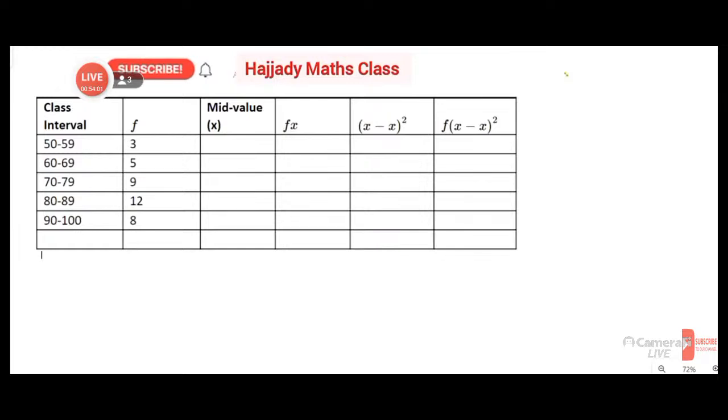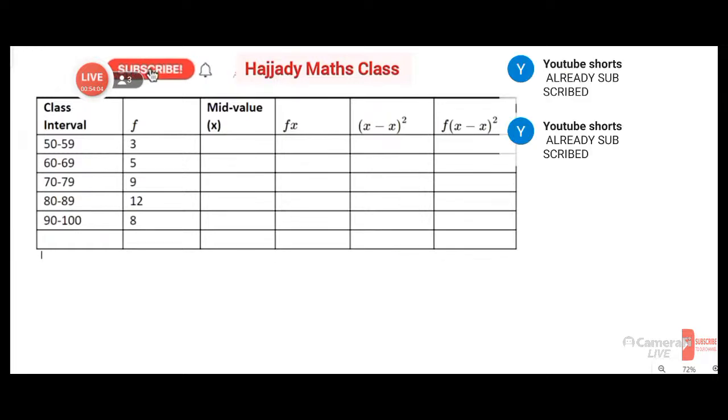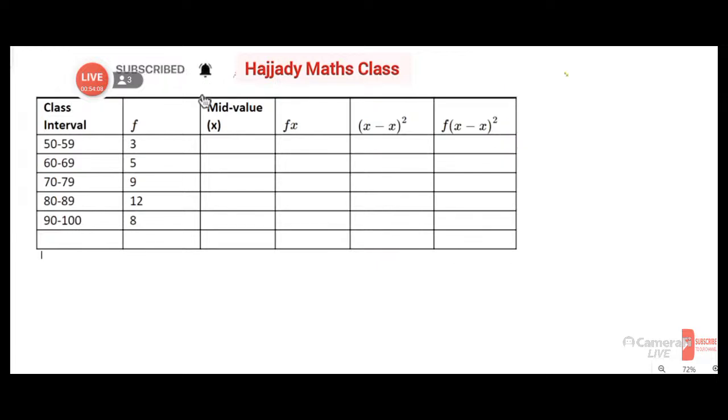Math class. Today we shall be working on episode 7 of our statistics for beginners. Today we're asked to calculate the mean, the variance, and the standard deviation for the grouped data. The first thing we need to do is to get the middle value.